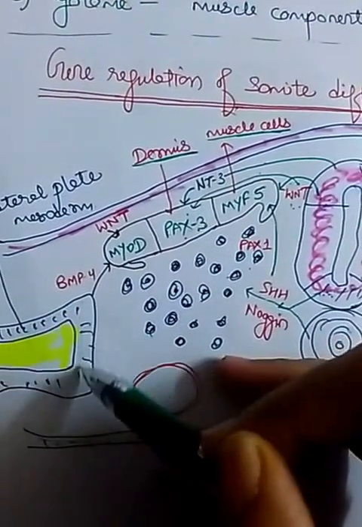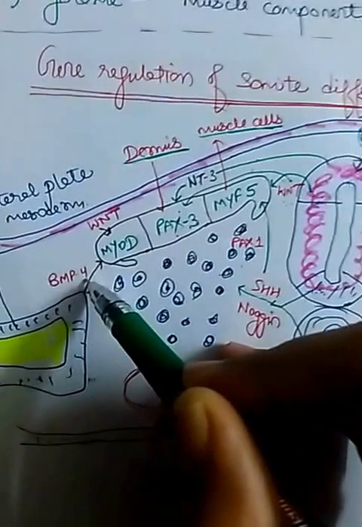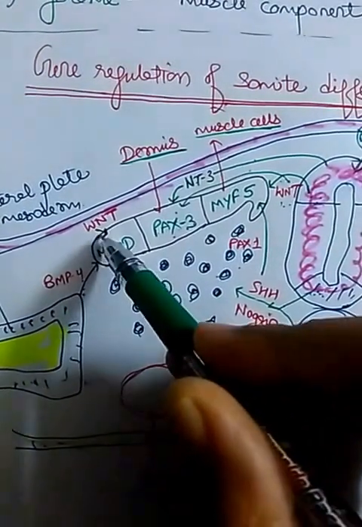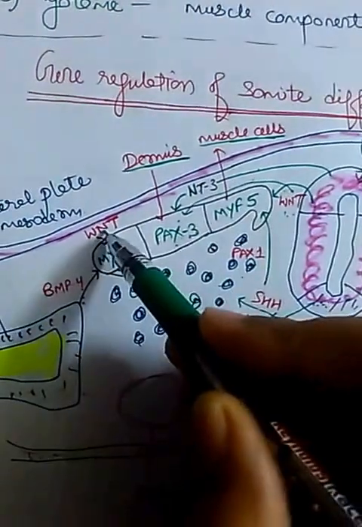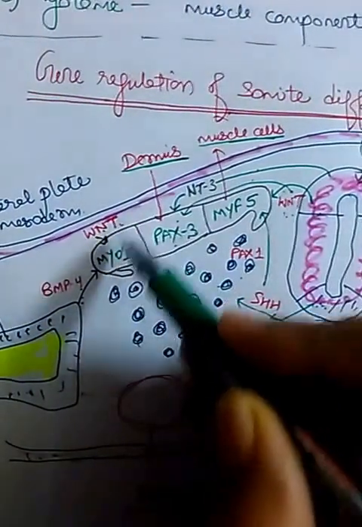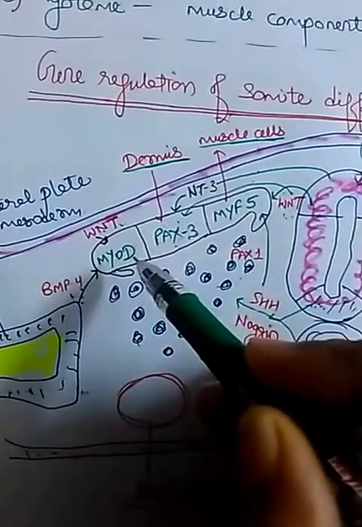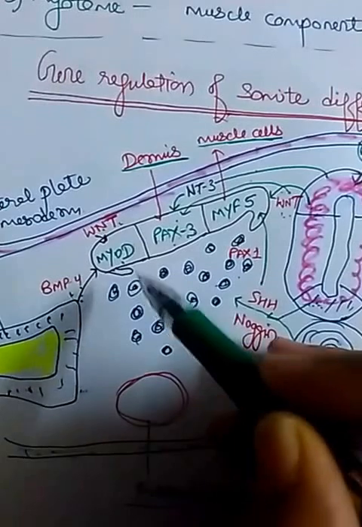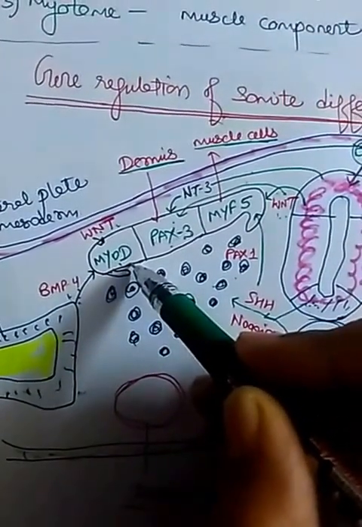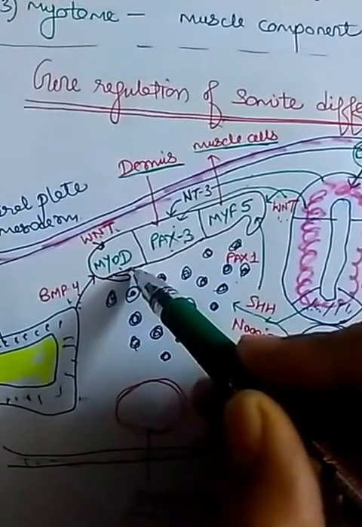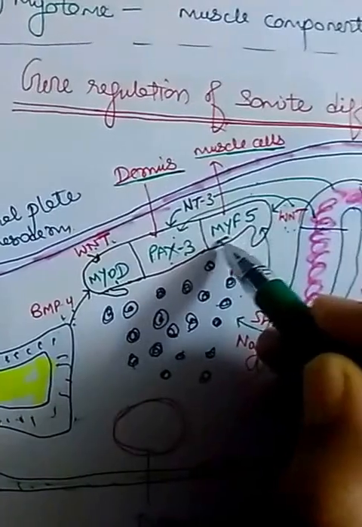Also from the lateral plate mesoderm, bone morphogenetic protein 4 is secreted. And from here, WNT protein. So you can say activation of WNT protein and inhibition of BMP4 leads to MYOD gene upregulation, which further leads to muscle precursors.